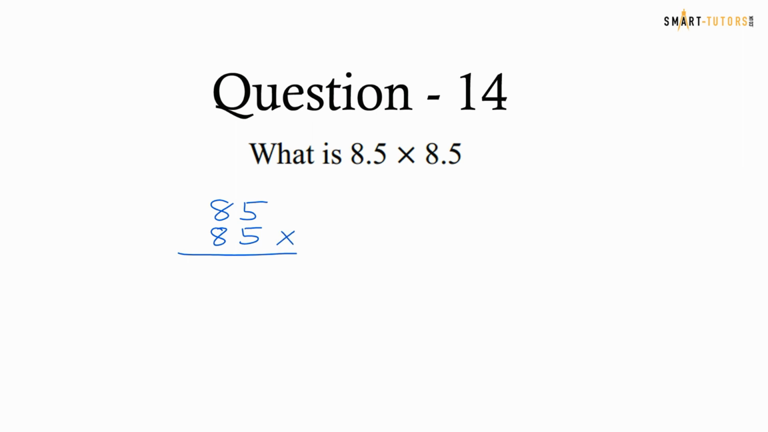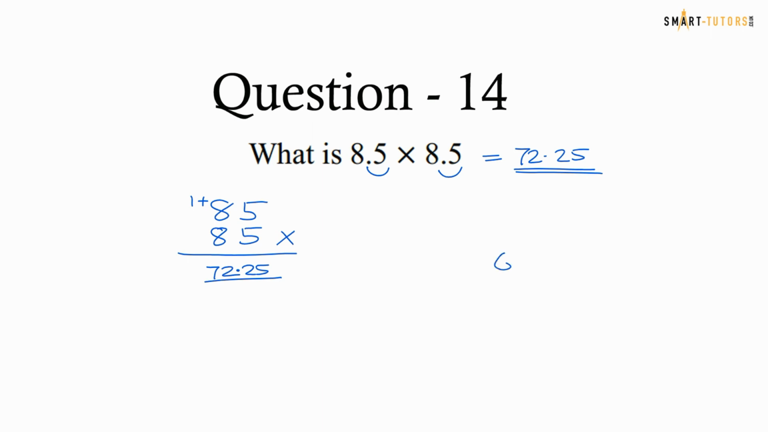When you're multiplying, the easiest way to do is 5 times 5 is 25. Add 1 to the 8 of this number, that becomes 9. 9 times 8 is 72. So the answer is 7225. Here 1 decimal, another decimal, so 2 decimals. So you place the decimal here, 72.25. That is the answer.